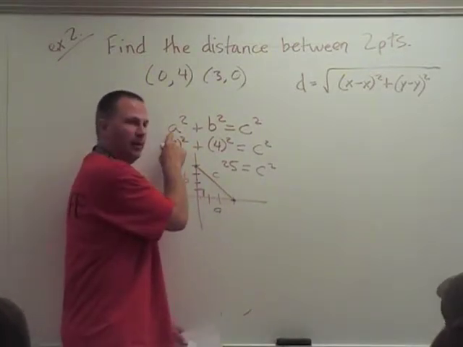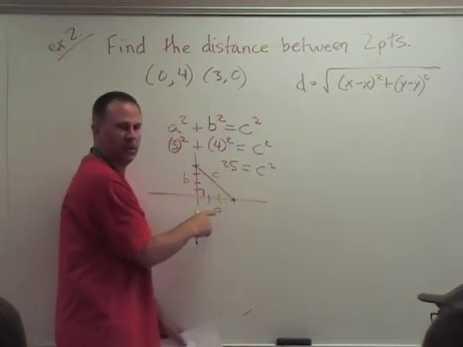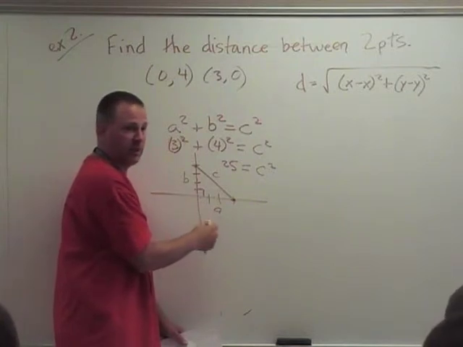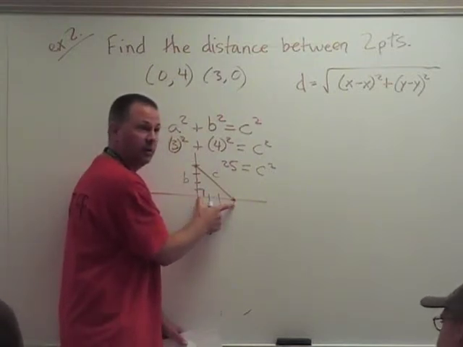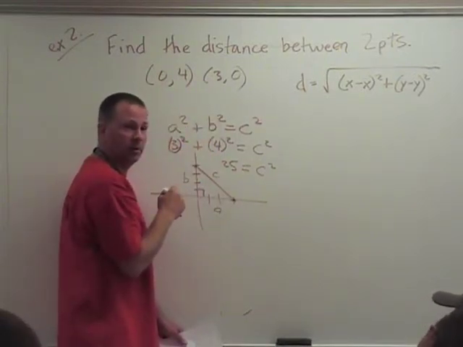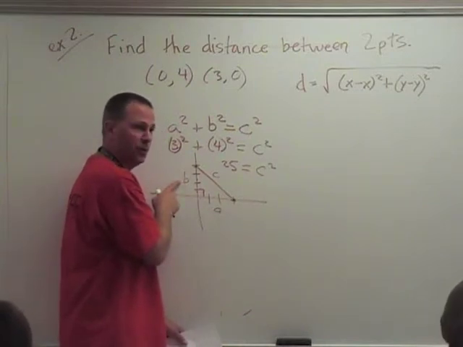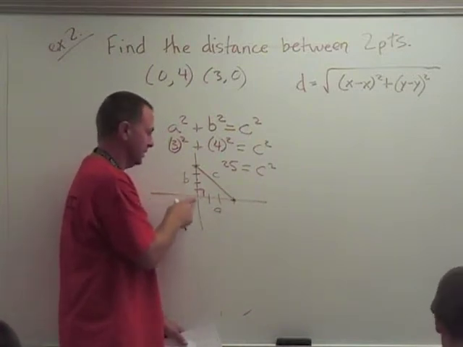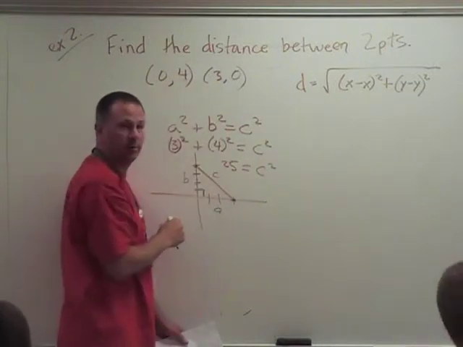You squared A, right? Yep. A was 3. How did you come up with 3? Didn't you take the distance from 0 to 3? Yep. Well, isn't that 3 minus 0? Yeah. And how'd you find B? You said it was 4. How'd you know it was 4? It's the distance from this point to that point. 0 and 4. 4 minus 0.